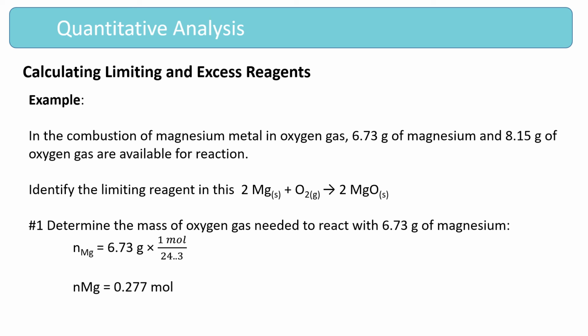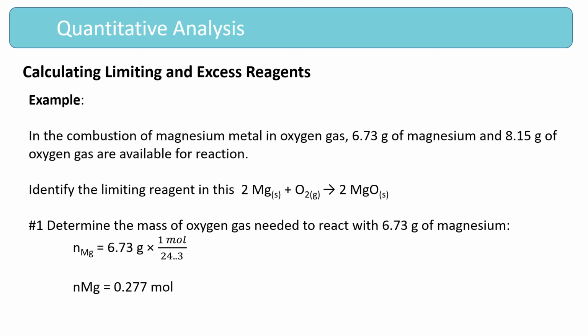Here's an example. In the combustion of magnesium metal in oxygen gas, 6.73 grams of magnesium and 8.15 grams of oxygen gas are available for the reaction. You are asked to identify the limiting reagent in this equation: 2 Mg plus O2 gives 2 MgO. Number 1, determine the mass of oxygen gas needed to react with 6.73 grams of magnesium.